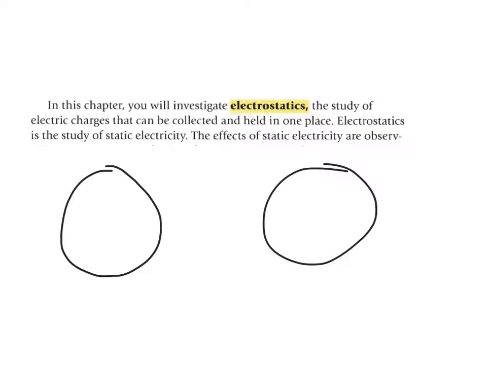Okay, so when it is mentioned that the electric charges can be collected and held in one place, it means this: you can have an object that has positive charges in it, or that can have negative charges on it. And these charges will stay there, because this is like electrostatics, not dynamics. So it's not moving charges, it's holding charges.